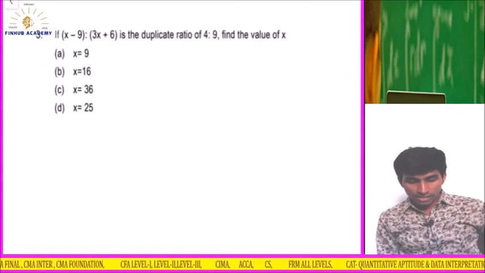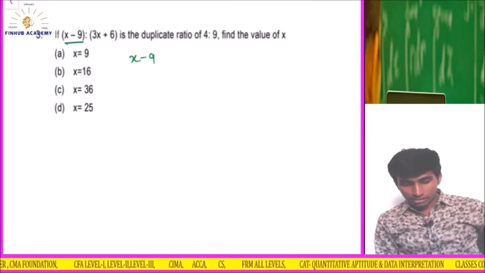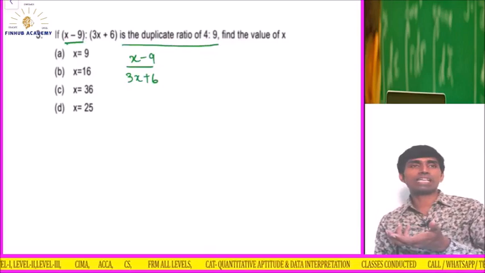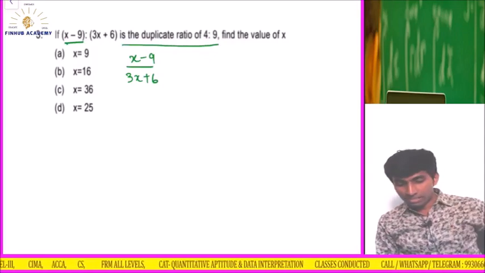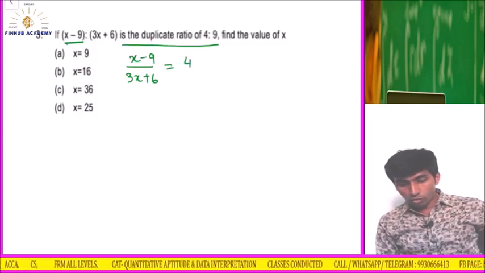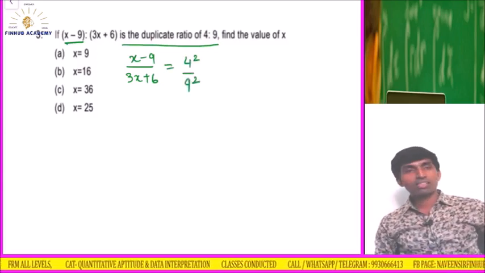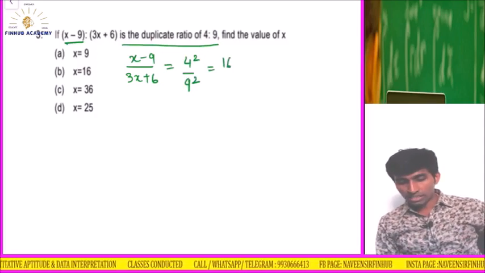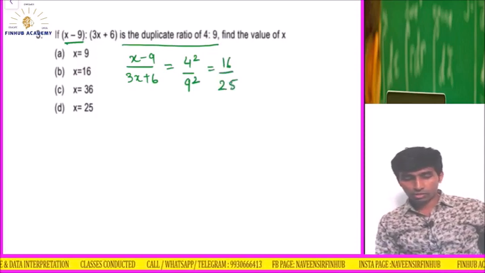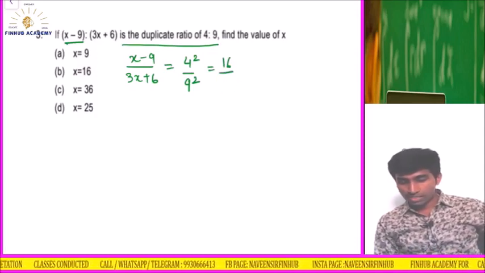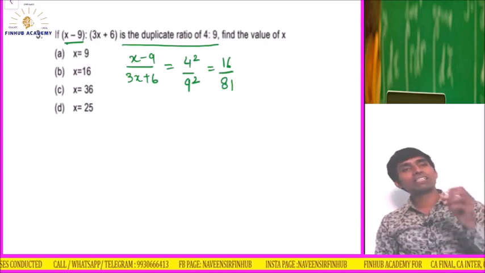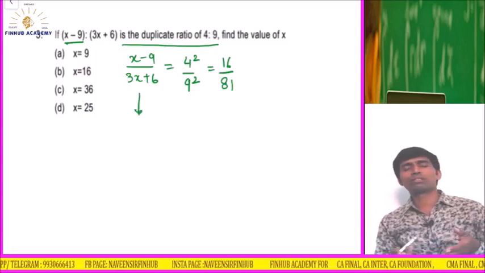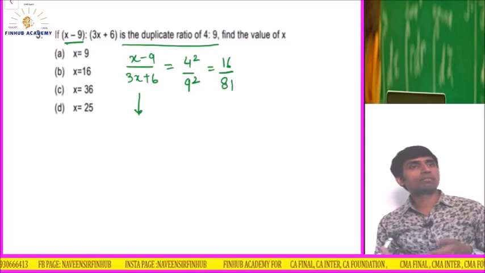Okay, so listen, (x minus 9) is to (3x plus 6) is the duplicate of what? 4:9. When I say duplicate, it means square. So this is equal to the duplicate of 4 square upon 9 square. Understood? So once you make this, either you can solve the equation. This is equal to 16 upon 25. 9 square is 81, so 16 upon 81. Either I think the substitution method would be best. You can substitute the x values in the left hand side, or you can do the cross multiplication and solve this.